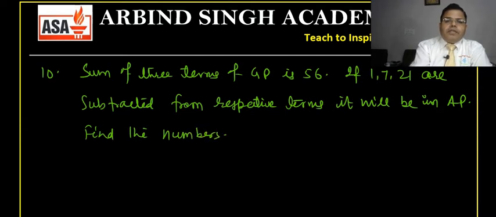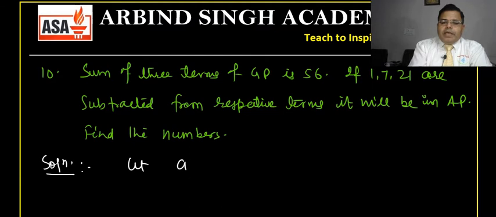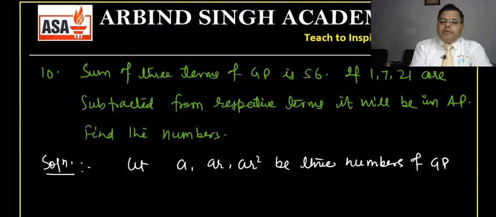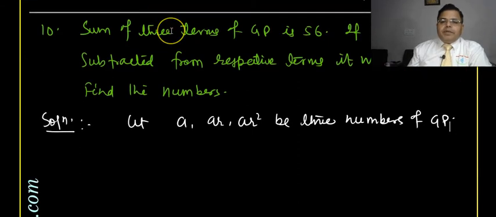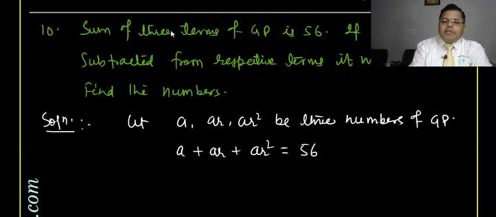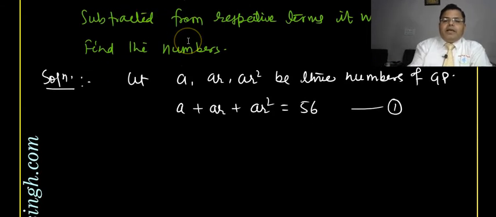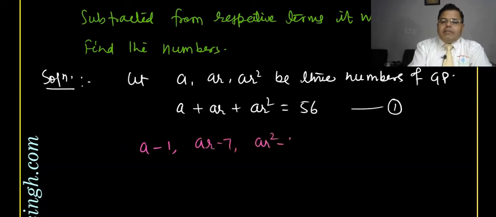So this is the solution. Let a, ar and ar square be the three numbers of GP. So their sum is 56: a plus ar plus ar square is 56. This is equation first. Now if 1, 7 and 21 are subtracted, they will be in AP. So I can write a minus 1, ar minus 7 and ar square minus 21. If subtracted, they are in AP.